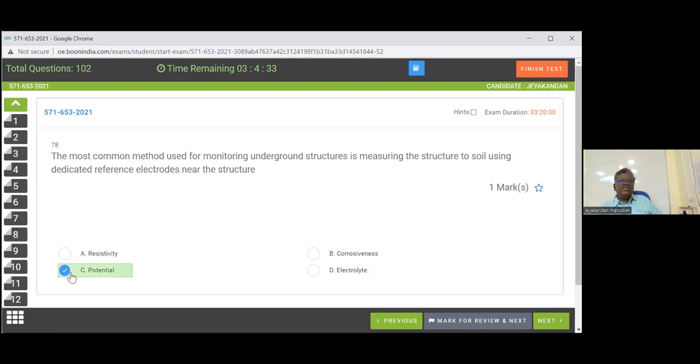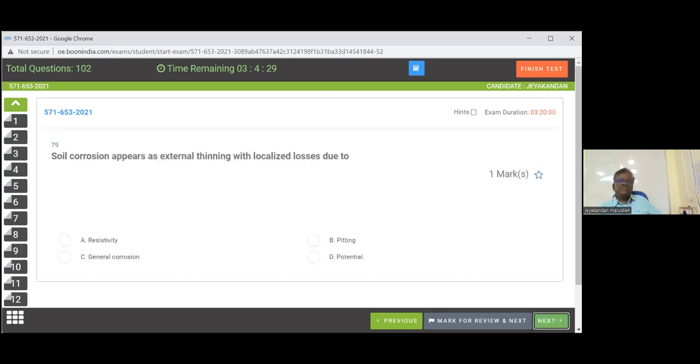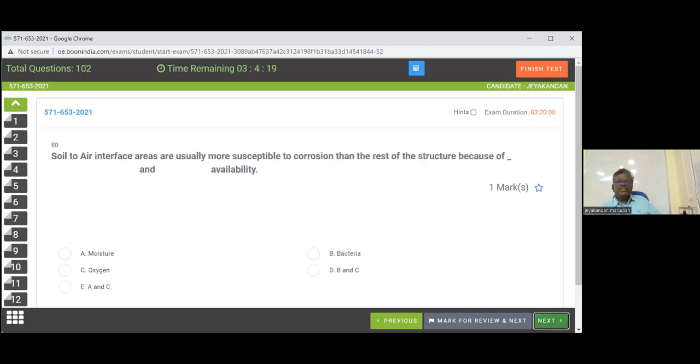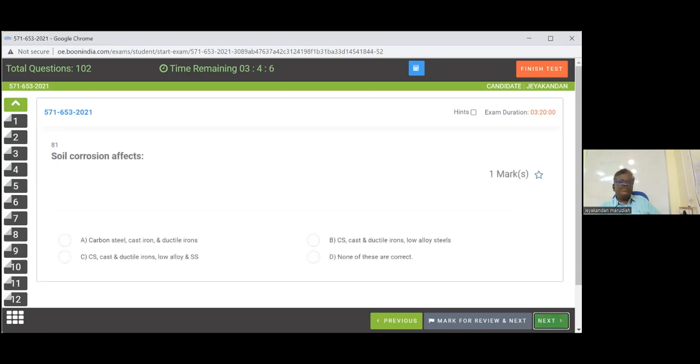Soil corrosion appears as thinning with localized losses, due to pitting. Soil corrosion can be localized thinning or it can be pitting. Soil-to-air interface areas are usually more susceptible to corrosion because of the moisture and oxygen. Soil corrosion affects carbon steel, cast iron and ductile iron.